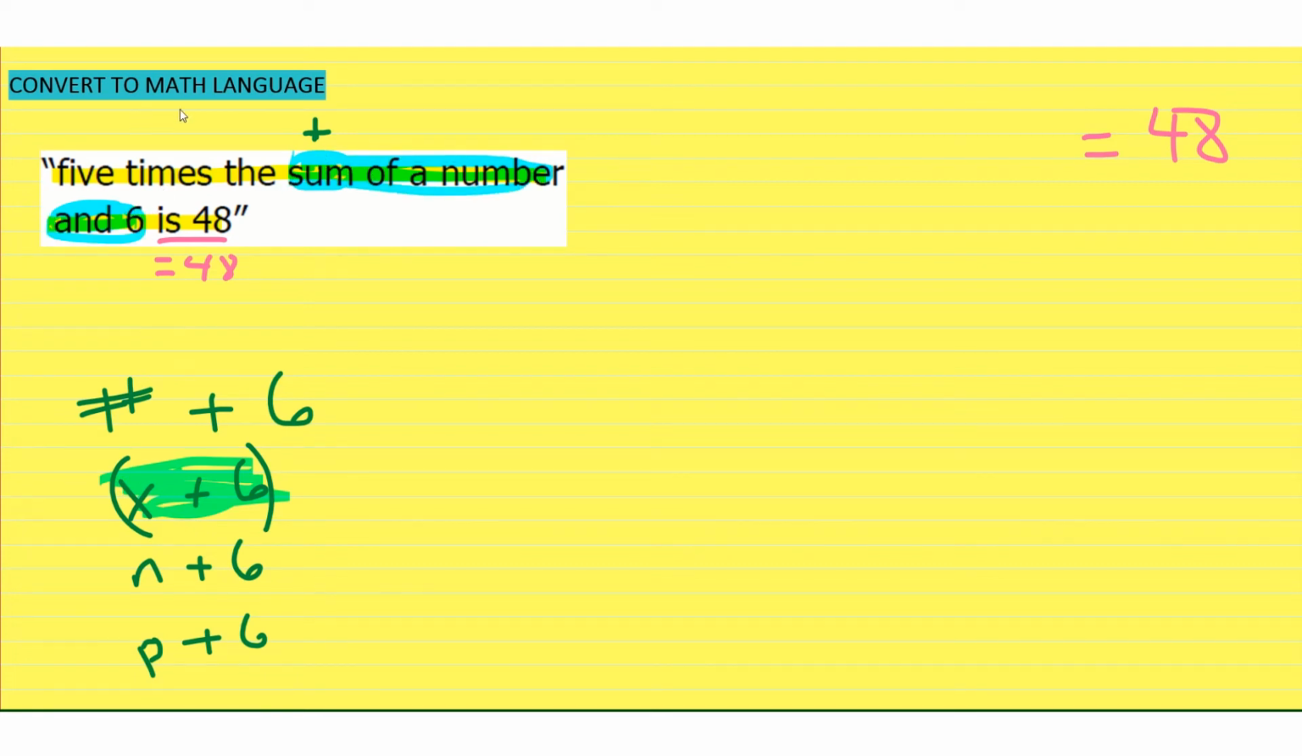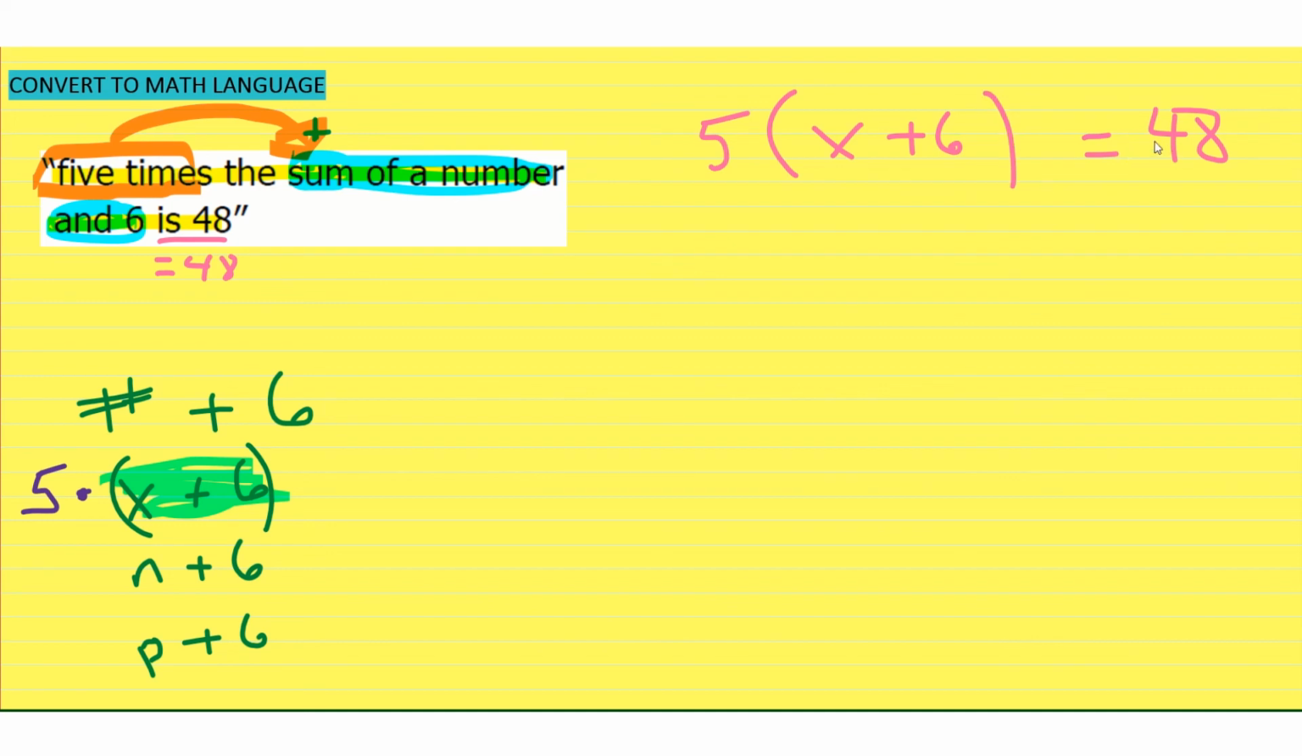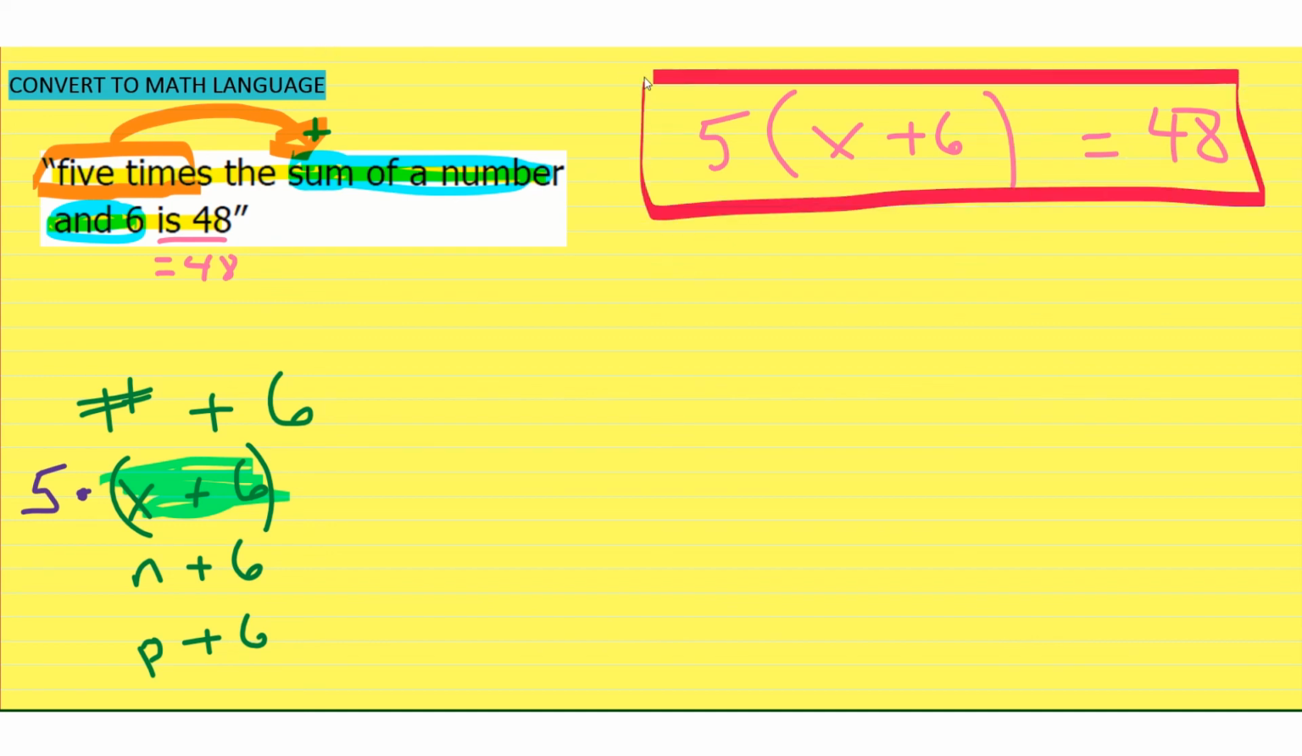Okay, so at that point, I just need to address the last part, which is 5 times. 5 times what? Well, 5 times the sum. So that means I literally could have 5 out here, 5 times that sum right there. So let's go ahead and move all of that up here. With our equals 48, we can have 5 times the sum of x plus 6, and that is 48. We are at the end. That is actually the complete conversion to math language.